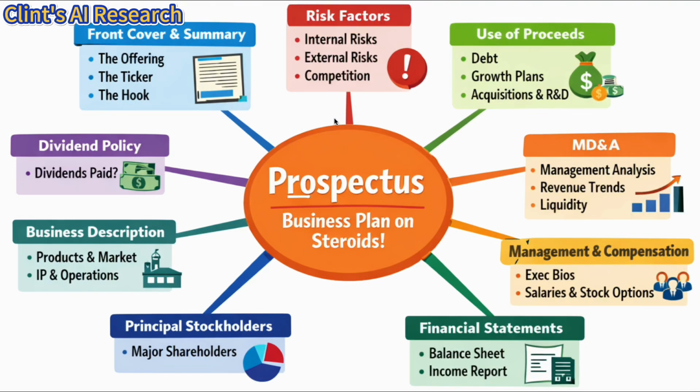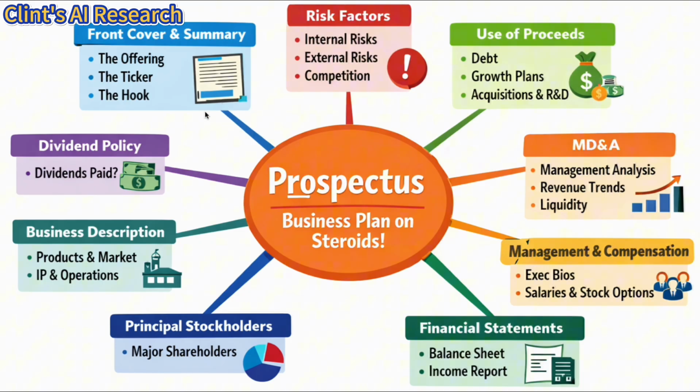Today, we are leveling up from the standard business plan and diving into the big leagues. How to write a prospectus for an IPO. A prospectus is essentially a business plan on steroids. While a standard plan is for internal strategy or early-stage pitching, a prospectus is a formal legal disclosure used to sell shares to the public. It's the bridge between being a private company and a public powerhouse.